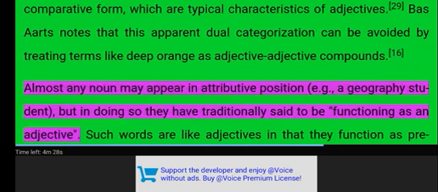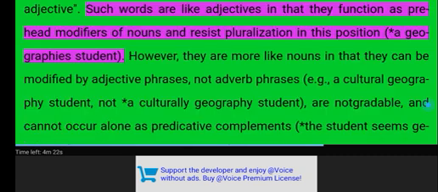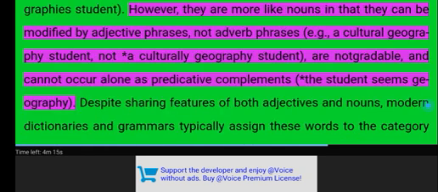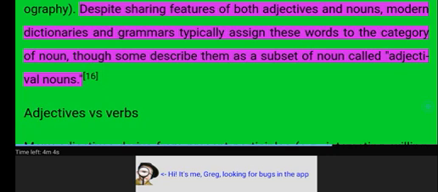Almost any noun may appear in attributive position, e.g., a geography student, but in doing so they have traditionally been said to be functioning as an adjective. Such words are like adjectives in that they function as prehead modifiers of nouns and resist pluralization in this position, *a geographies student. However, they are more like nouns in that they can be modified by adjective phrases, not adverb phrases, e.g., a cultural geography student, not a culturally geography student, are not gradable, and cannot occur alone as predicative complements, *a student seems geography. Despite sharing features of both adjectives and nouns, modern dictionaries and grammars typically assign these words to the category of noun, though some describe them as a subset of noun called adjectival nouns.